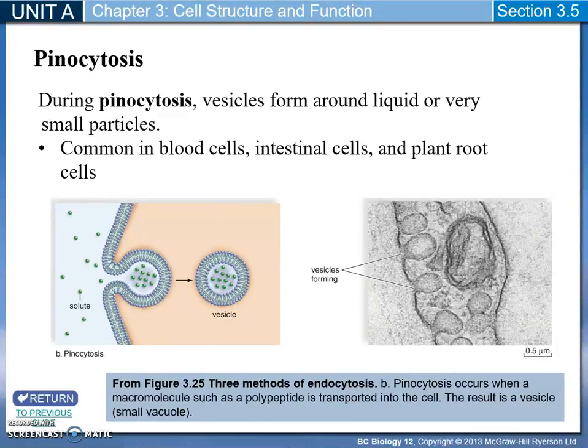Pinocytosis, then, is where vesicles form around liquid or very small particles, also common in blood cells, intestinal cells, and plant root cells. So basically what happens is the cell membrane surrounds the particles and then pinches off, and then those particles enter the cell in a vesicle.